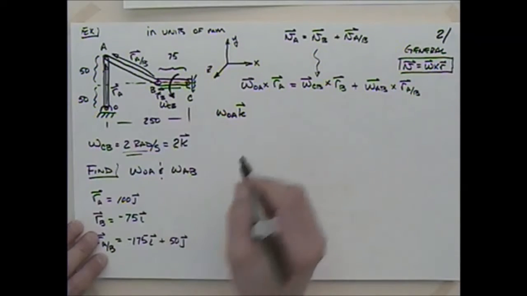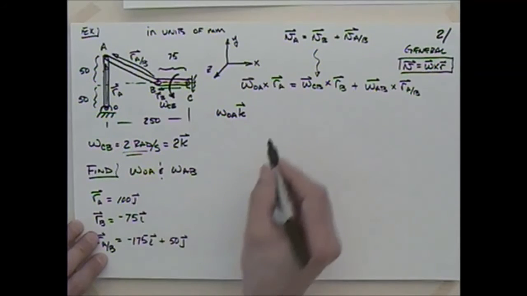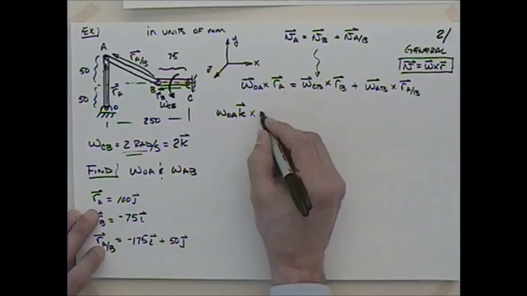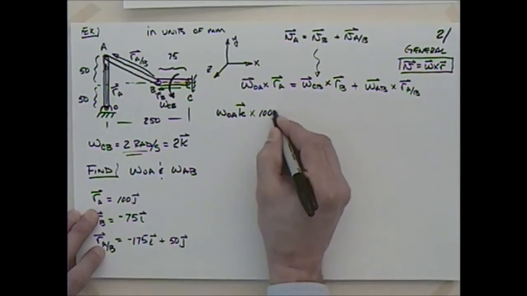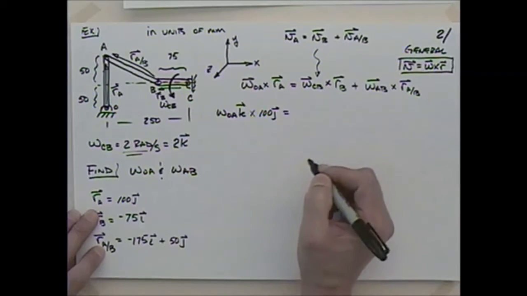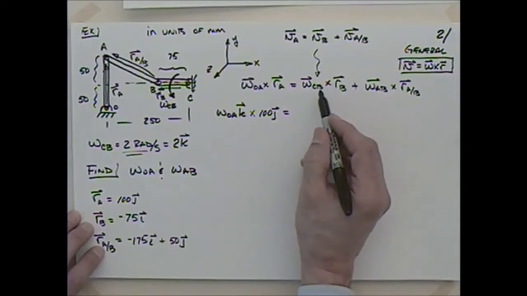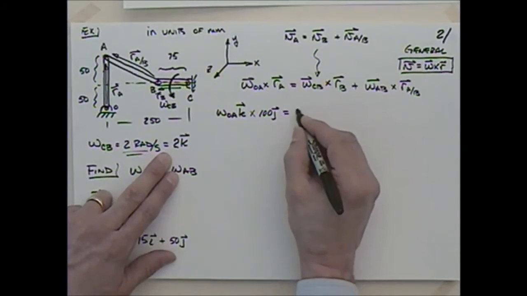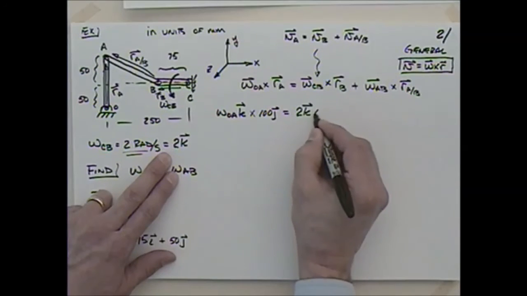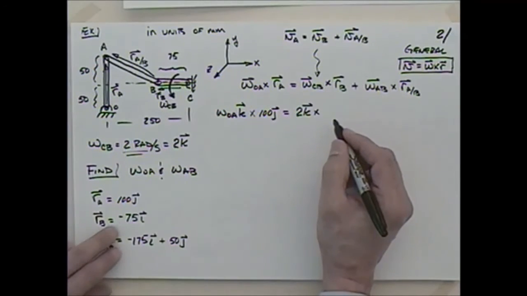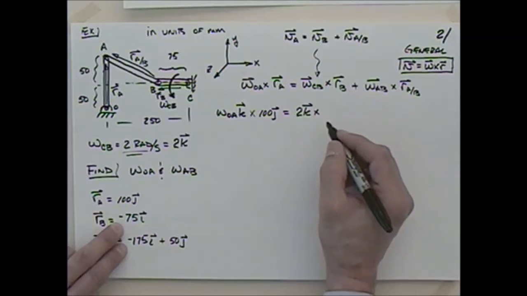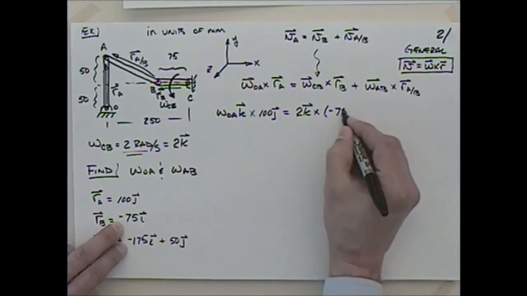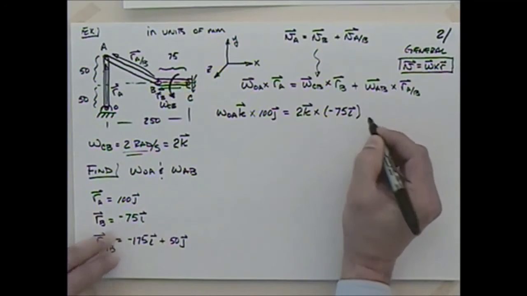I think we can recognize that it'll be in an axis that's in or out of the page. And I'm going to cross this with RA. So we've got that. I'm going to cross that with 100J. And we'll set that equal to omega CB. Do we have that? Yeah, that's 2 in the K. And we're going to cross that with RB. Do we have RB? Yeah, minus 75 in the I.